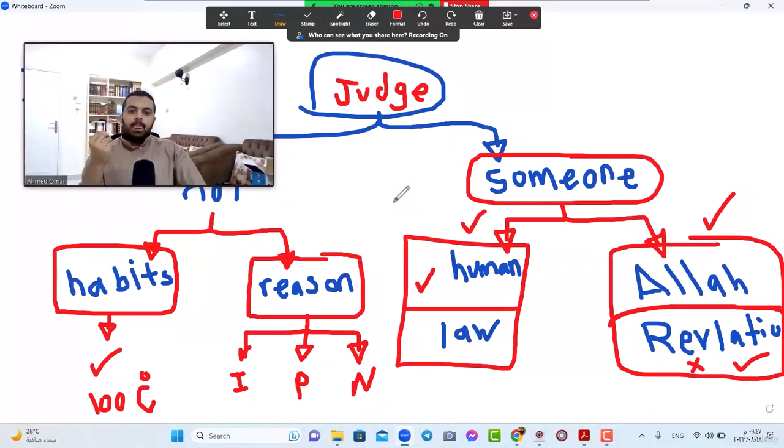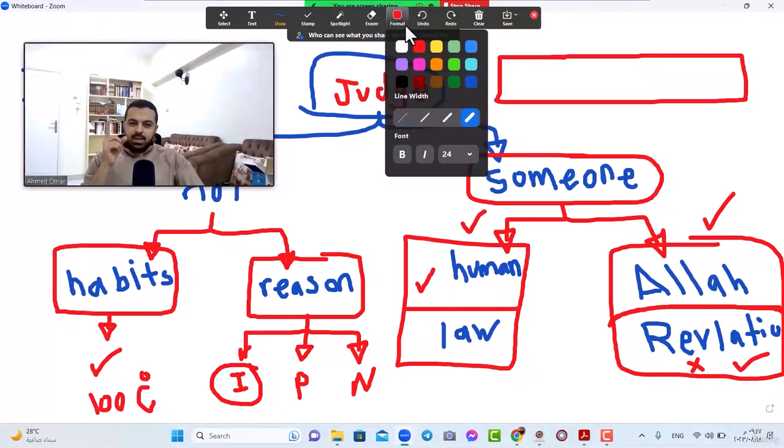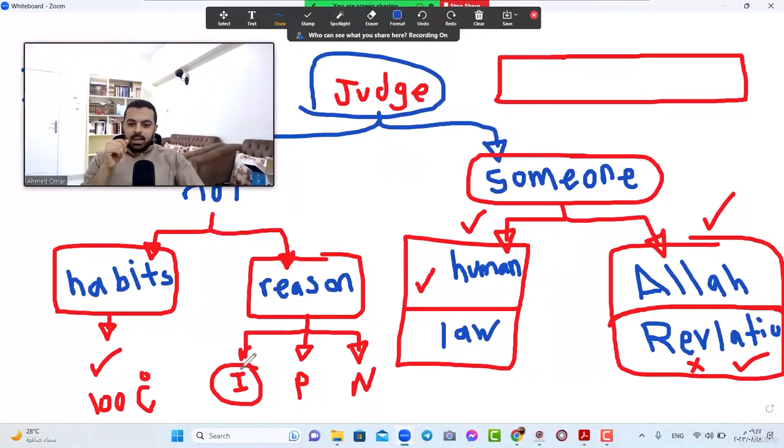If I have a proposition saying this is Liam and this is not Liam at the same time, according to this judgment, this proposition is impossible. He cannot be Liam and not Liam at the same time. It's impossible.